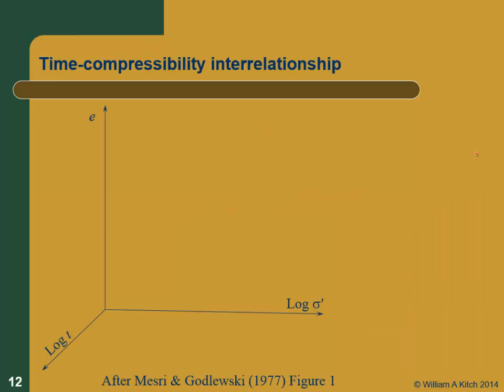So let's talk about this in 3 dimensions now. Let's talk about if we could separate void ratio change in terms of time from void ratio change from primary consolidation. So if this is our end of primary consolidation curve, this is the one we got by determining where the end of primary was and plotting that curve.